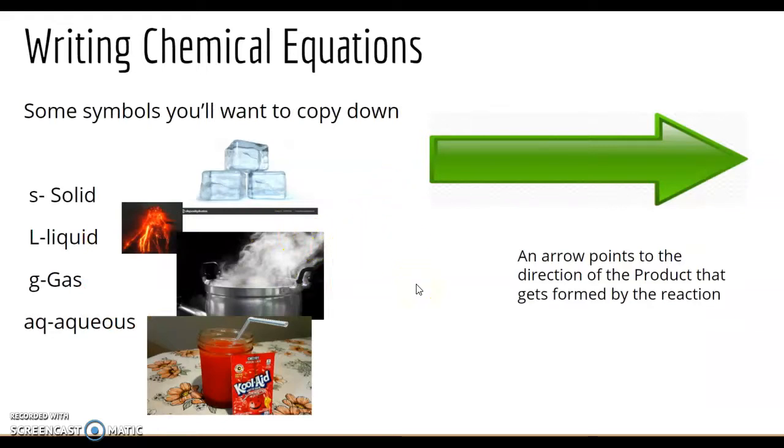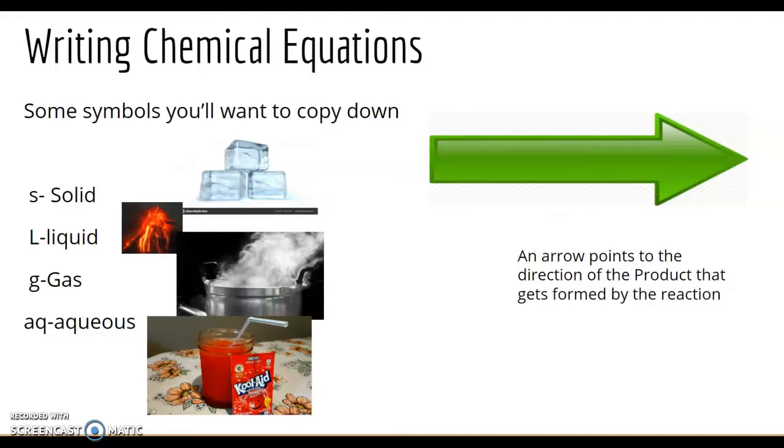Some things that I'd like you to sketch in your notes, some symbols that we're going to use as we go through chemical reactions and writing chemical reactions. One of them is that little S for solid. Sketch that down, that's what it stands for. You'll see it a lot. The little L for liquid, the G for gas, the AQ for aqueous. Also, instead of an equal sign, you're going to see an arrow.